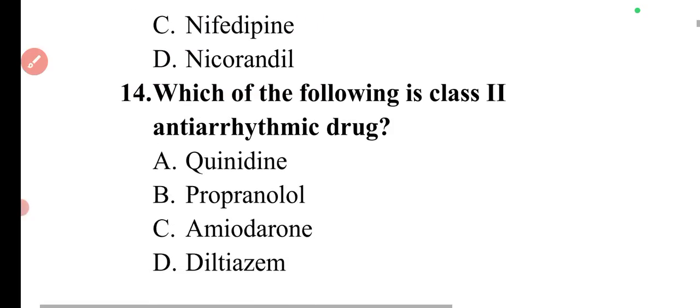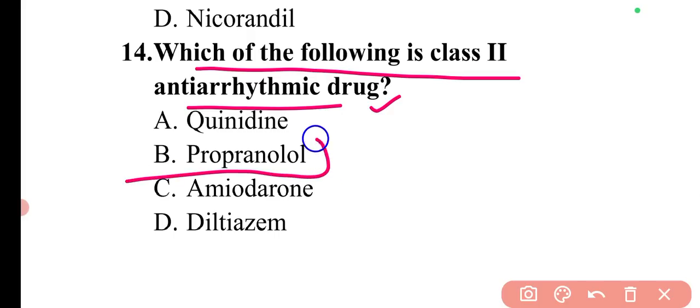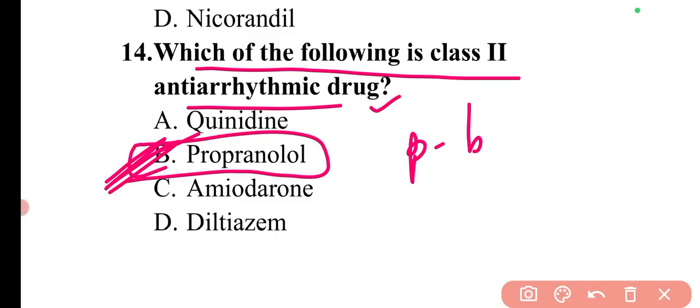Then moving to the next question. The question is, which of the following is a class 2 antiarrhythmic drug? We need to find out the class 2 antiarrhythmic drug. So the drug which comes under this class is propranolol, because it is class 2. So class 2 includes the beta blockers. So here option B will be the correct answer.